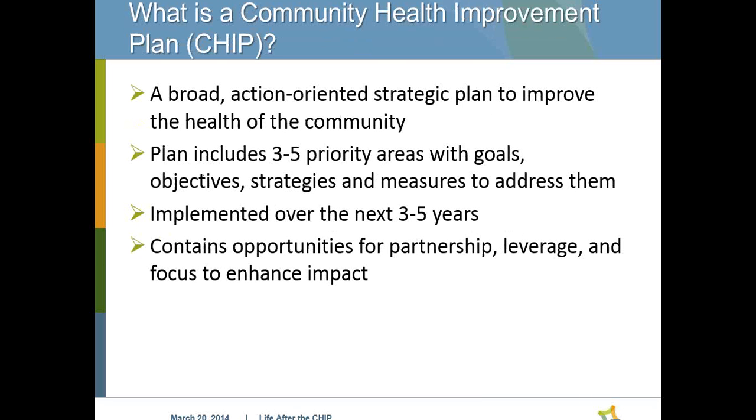A community health improvement plan is a broad action-oriented plan to improve the health of the community. It usually includes anywhere from 3 to 5 priority areas or goals. And the time span is usually around 3 to 5 years. So what can you envision achieving in the next 3 to 5 years? And it's helpful because it also can identify opportunities for partnership and identifying assets that you can leverage to address the priority areas.